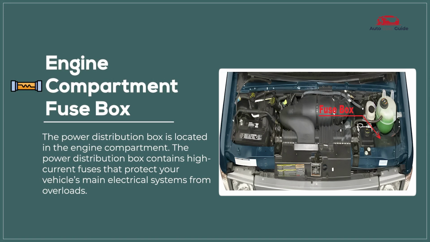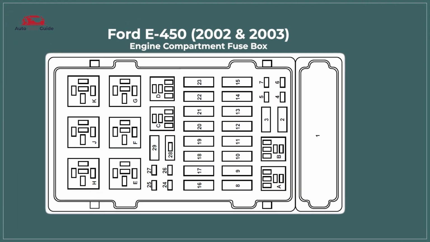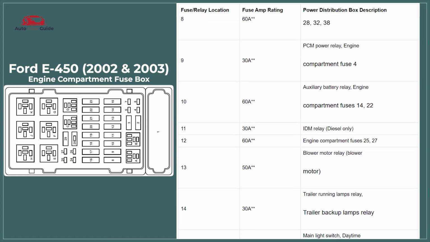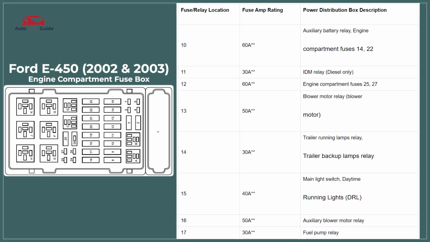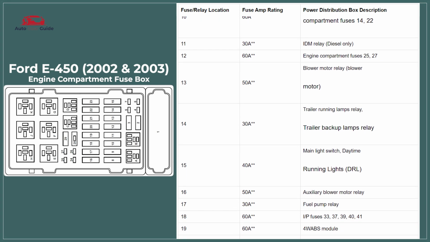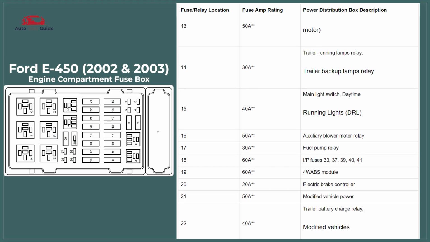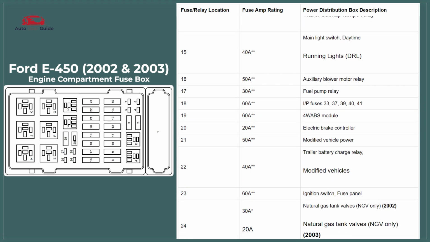Engine compartment fuse box. The engine compartment fuse box in the 2002 and 2003 Ford E-450 protects high-current systems such as the fuel pump, ABS, ignition, and cooling fan. It uses maxi fuses and relays to handle larger electrical loads. Each component is clearly marked to support quick diagnostics and service.